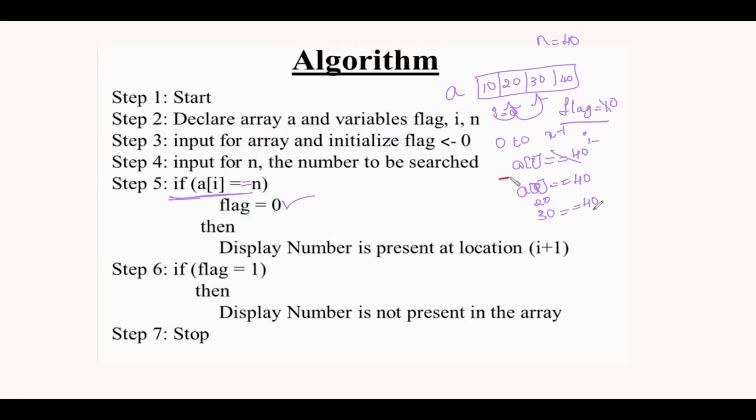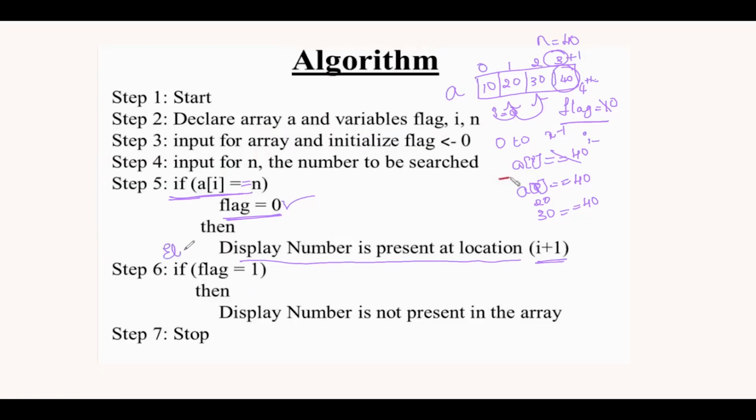This will continue. And then finally, I'm going to check that whenever the flag value is 0, at that time I'm going to display that the number is present at the location I plus 1. Now, why am I saying I plus 1? Because our index is starting from 1, 2, 3, as you can see. And 40 is actually present in the fourth position of the array, but my index will be saying it as 3. So that is the reason I will add 1 and display. So flag will be 0 only when the element is found.